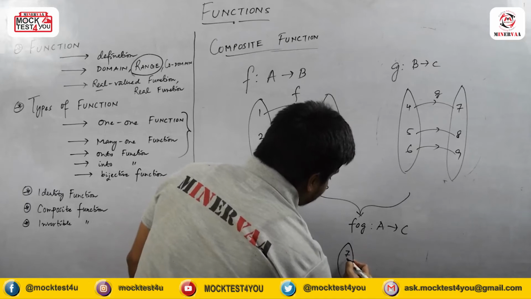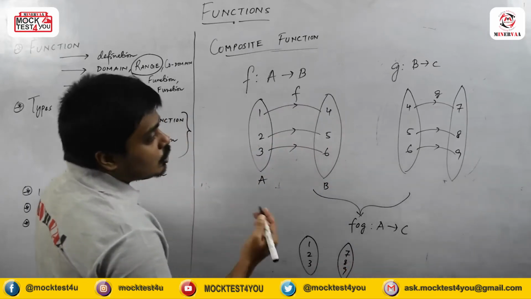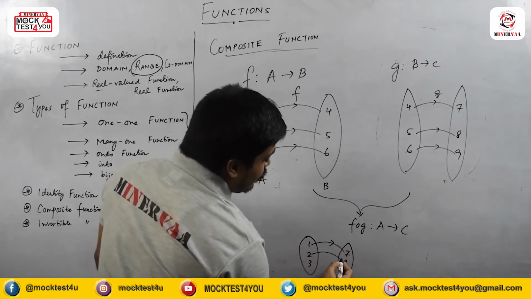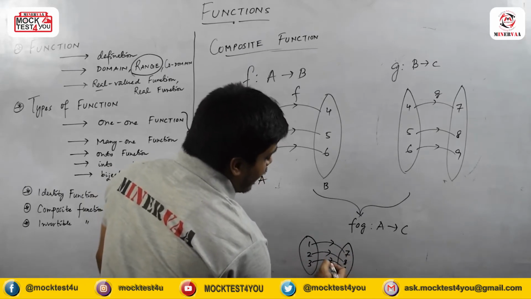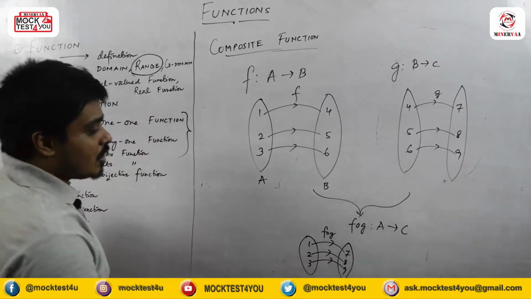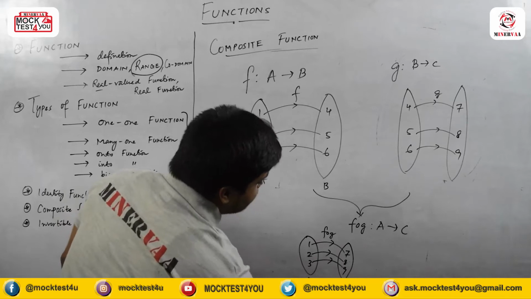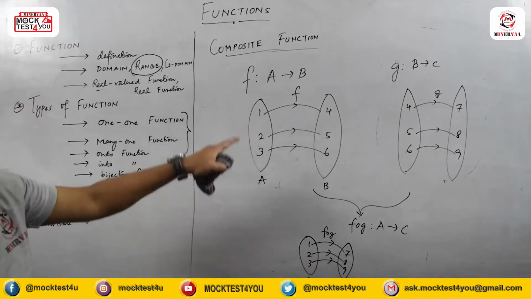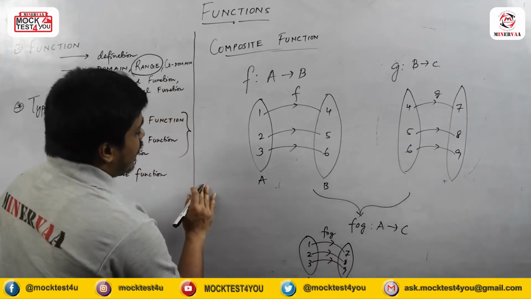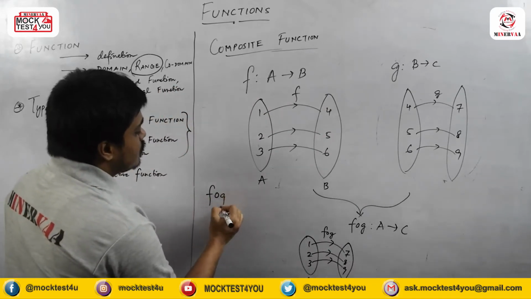It's 7, 8, 9. So basically what I am doing, I am mapping 1 with 7, 2 with 8 and 3 with 9. So this is our f of g function. So this is a and this is c. So the composite of f function and g function is denoted by f of g.